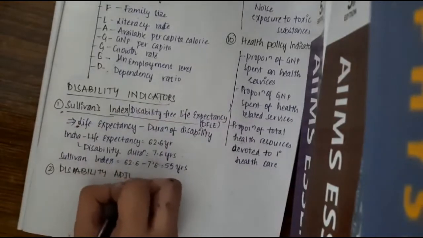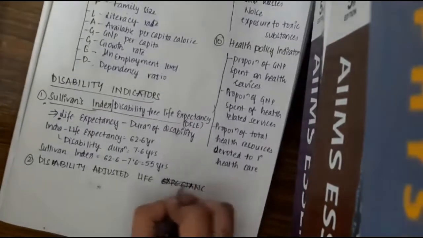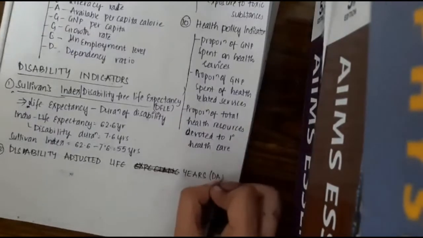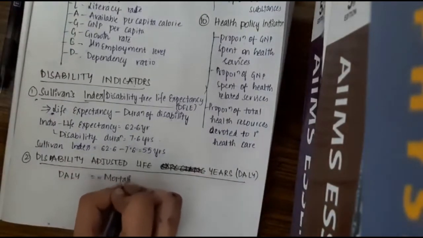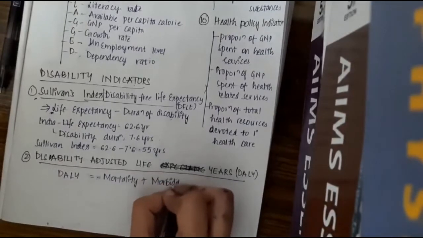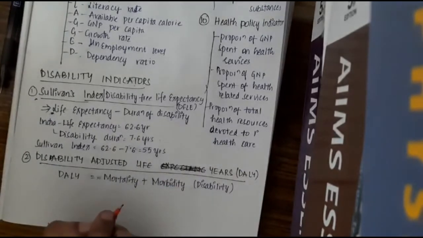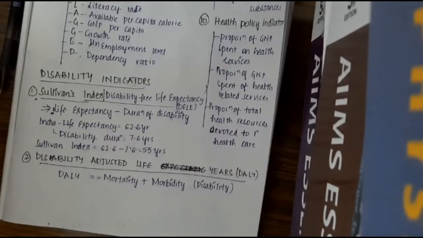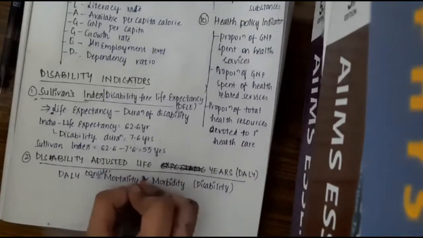The second indicator is disability adjusted life years. Disability adjusted life years is DALY, which considers both mortality and morbidity, that is disability. For example, we will take a case scenario for this. In disability adjusted life years, first and foremost we see that the mortality rate and also the morbidity rate is considered, right?